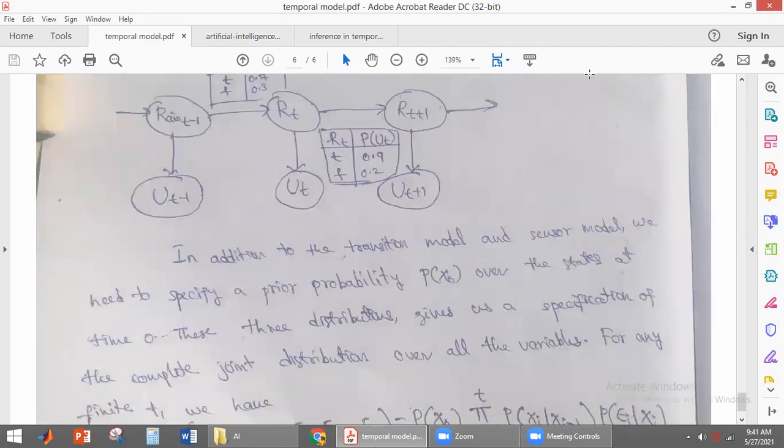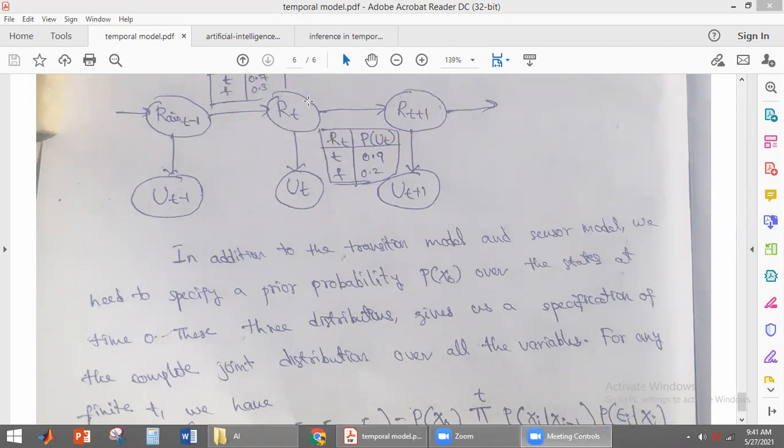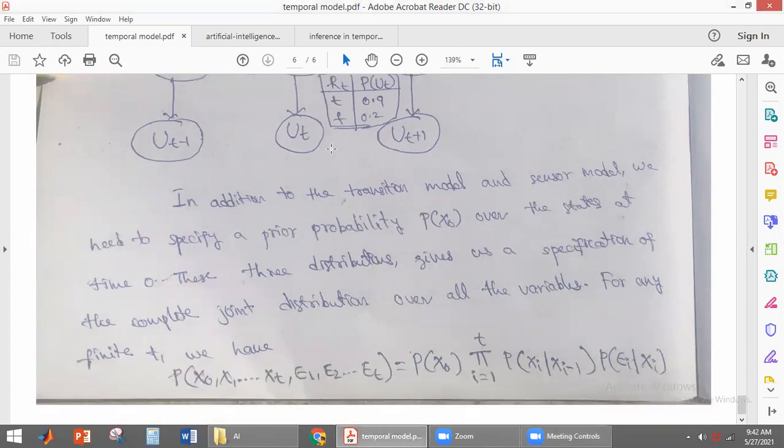So here we have discussed the transition model, the upper part of this figure, and the observation model, the lower part. From the transition model, we get that rain today depends upon rain yesterday. From the observation model, we get that getting an umbrella today depends upon the rain that day. If there is rain, you will get an umbrella; otherwise, there is no umbrella. The sensor model and observation model are both the same.